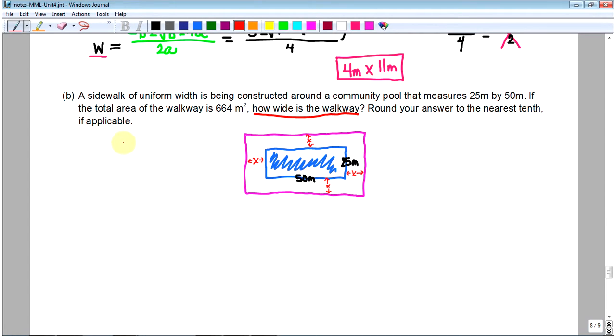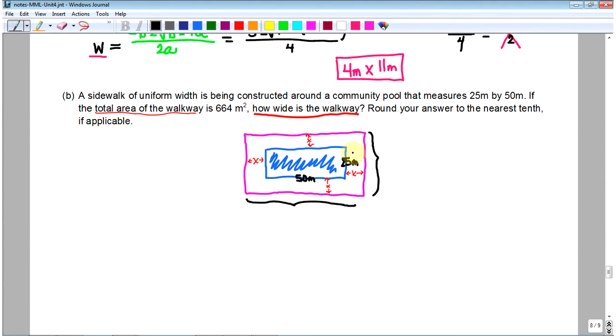The other information that we haven't used yet is the area of the walkway. Well, notice that the shape of the walkway is not a rectangle. It's actually a rectangle with the pool area having to be removed from that. So I need an expression for the area of the walkway. The first thing that we need to do is to get an expression that represents the length and the width of this walkway.